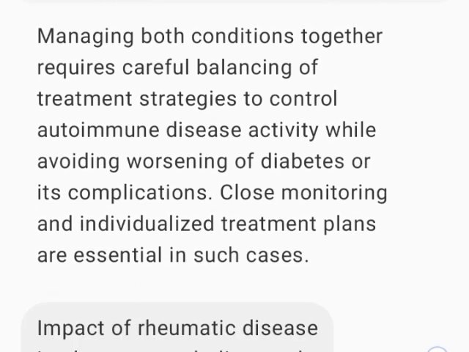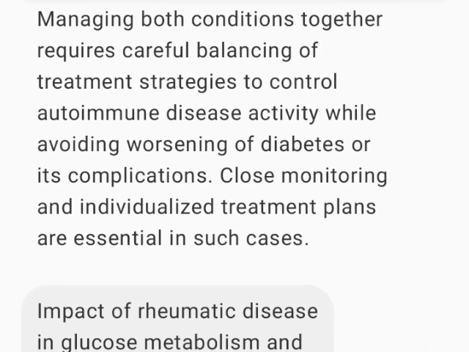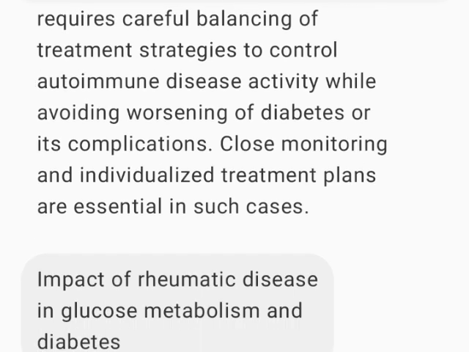e.g., Charcot joint. Managing both conditions together requires careful balancing of treatment strategies to control autoimmune disease activity while avoiding worsening of diabetes or its complications. Close monitoring and individualized treatment plans are essential in such cases.